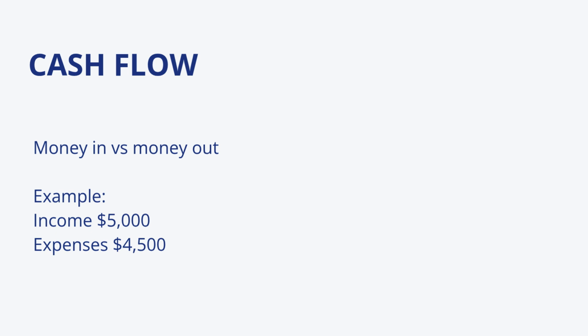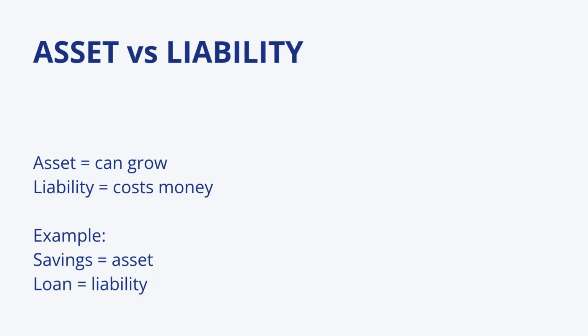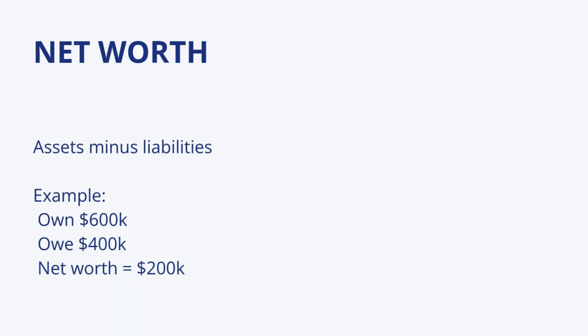Cash flow compares money coming in with money going out. For example, if $5,000 comes in and $4,500 goes out, there is a surplus. An asset is something that can grow in value or produce income, while a liability is something that costs money or creates debt. Net worth is calculated by subtracting what you owe from what you own. For example, $600,000 in assets minus $400,000 in debt equals a net worth of $200,000.